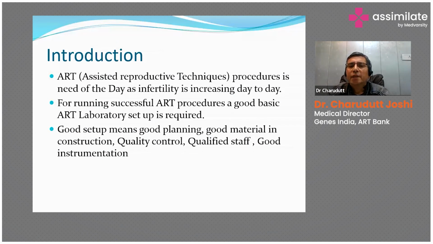As we were discussing, infertility is increasing day by day at a very great speed, so the number of centers offering the services has also come up very fast. For running a successful ART procedure, a good basic laboratory setup is required, because the process involves handling of gametes, that is sperms and oocytes, outside the body. So you need a well-equipped, sophisticated laboratory. There are different types of procedures, but each needs that kind of environment.